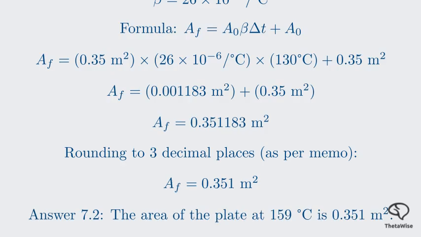This means the plate's area increased by approximately 0.001 square meters. We have successfully calculated the final area of the plate. This concludes question 7.2. Let's move to question 7.3.